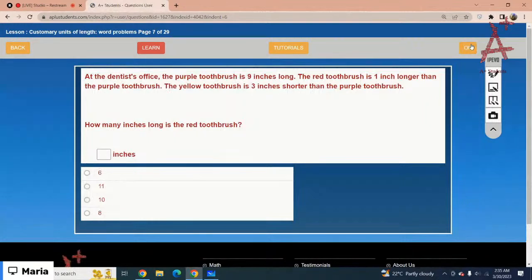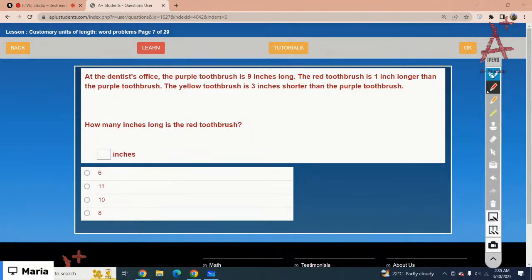Okay, at the dentist's office, the purple toothbrush is 9 inches long. The red toothbrush is 1 inch longer than the purple toothbrush. The yellow toothbrush is 3 inches shorter than the purple toothbrush. How many inches long is the red toothbrush? You need to calculate the length of the red toothbrush. The red toothbrush is 1 inch longer than the purple. Got it? The purple is 9 inches. So 1 inch longer is 9 plus 1. That means 10. That means the length of the red toothbrush is 10 inches. Got it?